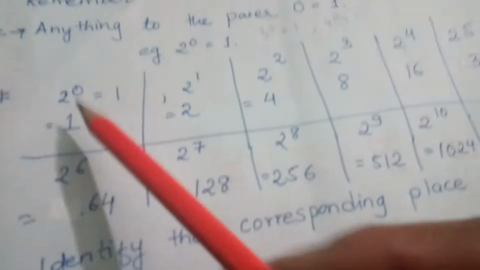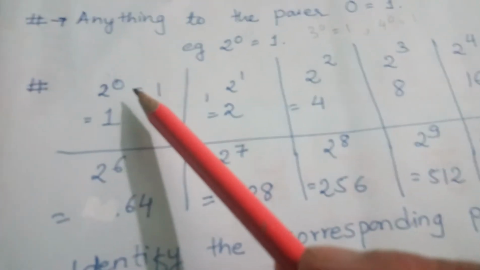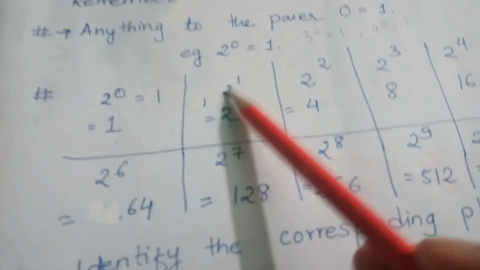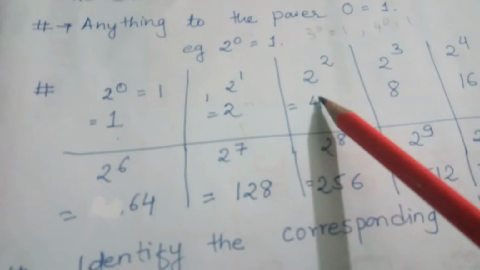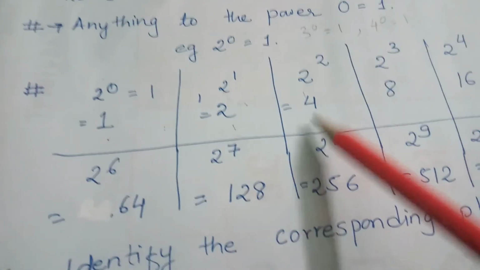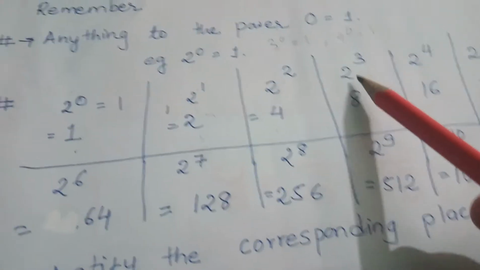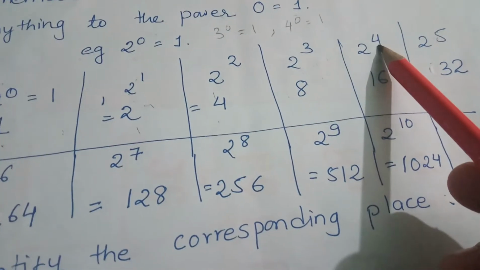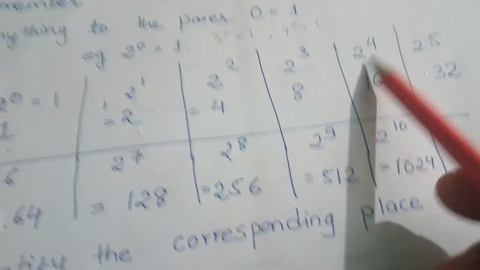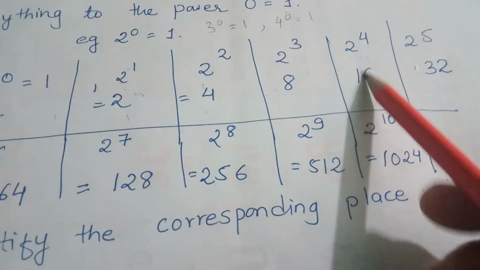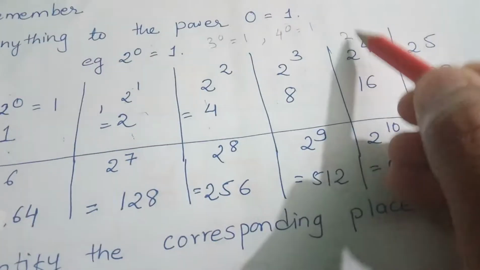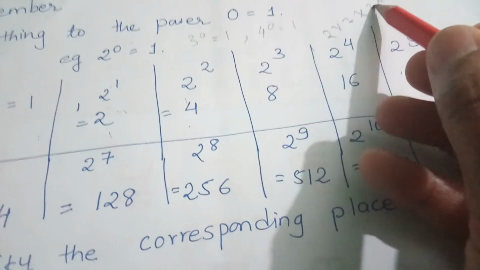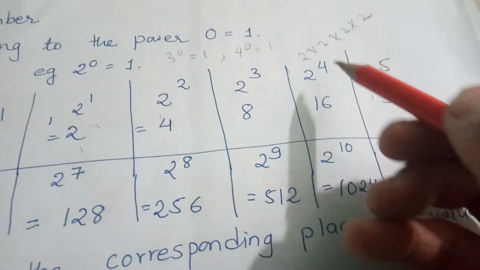And now you need to even remember that 2 to the power of 0 is always equal to 1, and 2 to the power of 1 is equal to 2. Similarly, 2 to the power of 2 is equal to 4. 2 to the power of 3 is equal to 2 into 2 into 2, 3 times, that is 8. And then 2 into 2 into 2 into 2, that is 4 times multiplied, so that is 16. Like this you need to multiply.